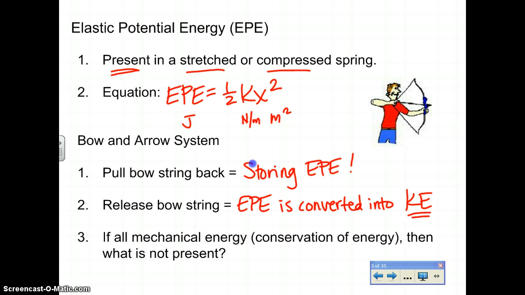So stop and think about this. If all mechanical energy, conservation of energy, then what is not present? So if all EPE is converted to KE, all KE is converted to PE, then you have no friction present in the system. Make sense? There'd be no friction. And if there was no friction, then that would mean that there would be no heat, light, or sound dissipated from that system.